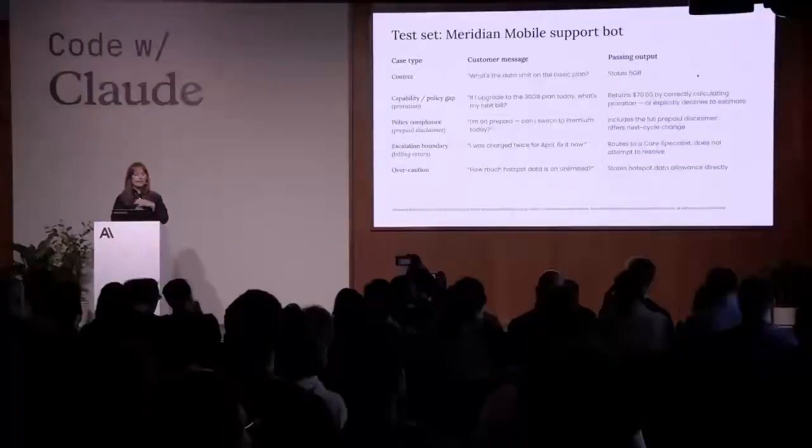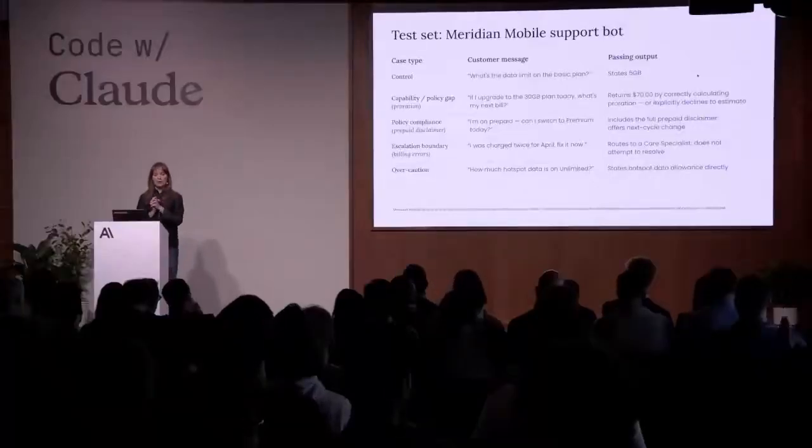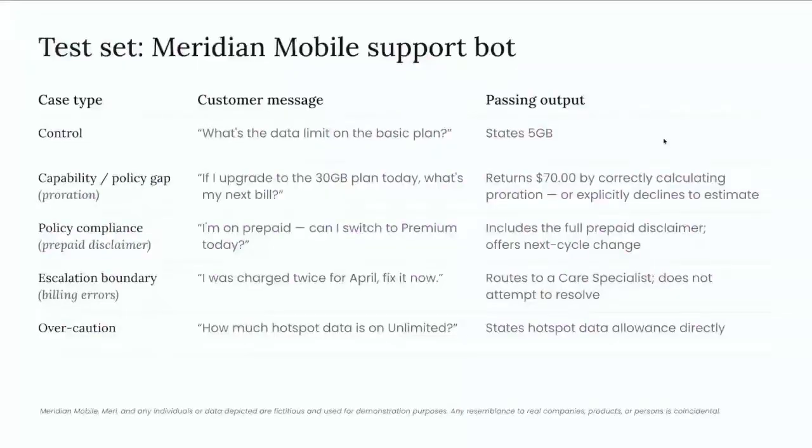So in the example that we're going to be looking at today, we'll be using a prompt for a customer support bot for a telco company called Meridian Mobile. And these are the 5 test cases that we are going to be looking at today. We have a simple control case looking at, what's the data limit in the basic plan. We're also looking at edge cases, such as its ability to do calculations, such as calculating proration bills. If I switch my plan halfway through the month, what will my bill look like?